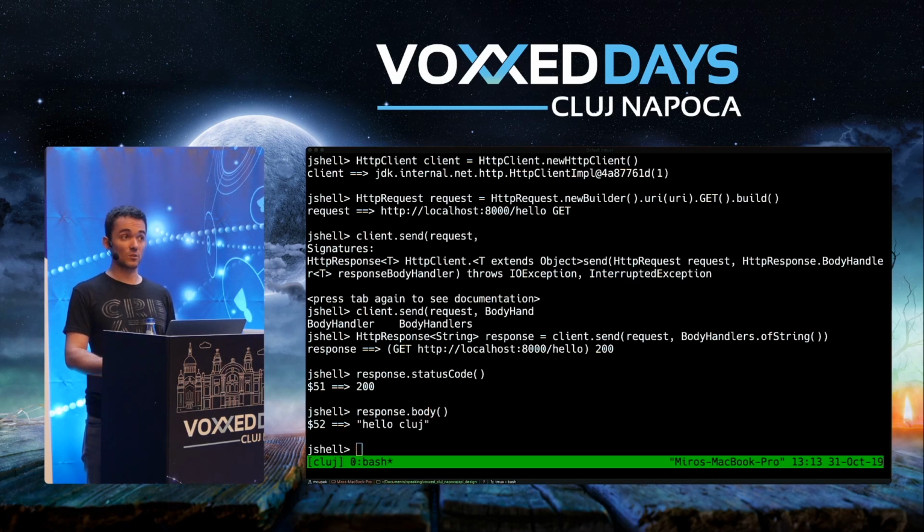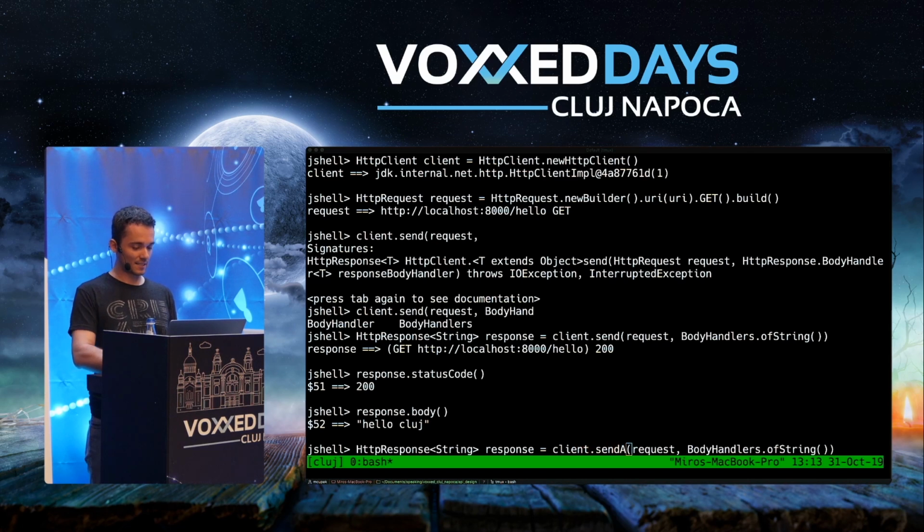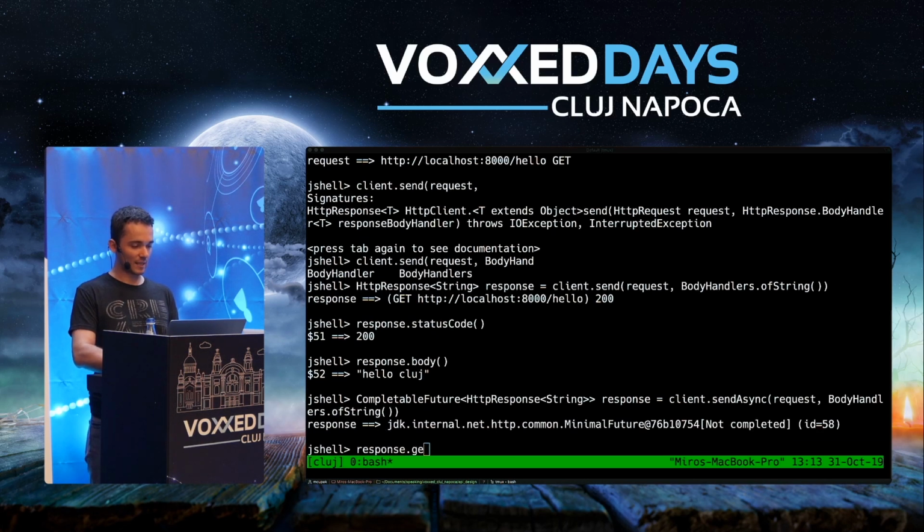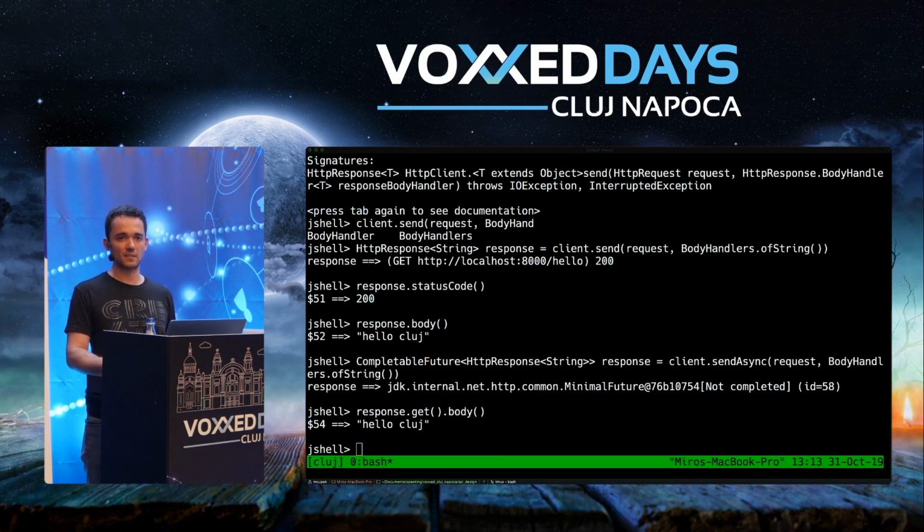In fact, this client is also very flexible. For example, if I wanted to make this asynchronous, all I need to change is this send to sendAsync here, which now, of course, returns a CompletableFuture. Let's call it response. So now I can use the get method from the Future interface to extract the body, and nice and easy, an asynchronous HTTP client again, and very, very convenient to use.